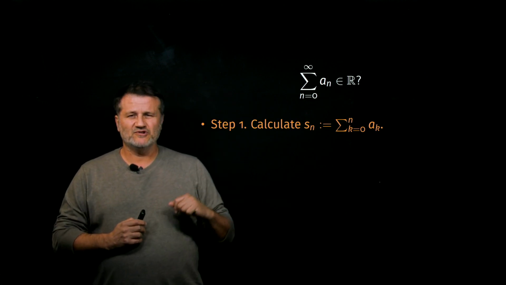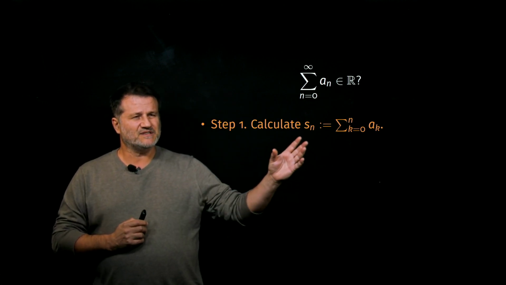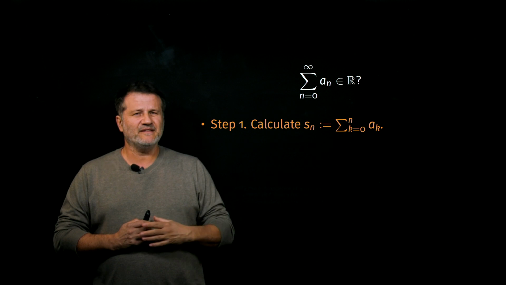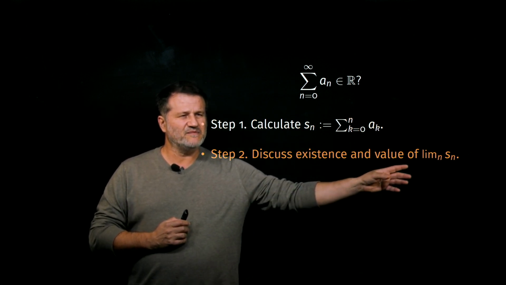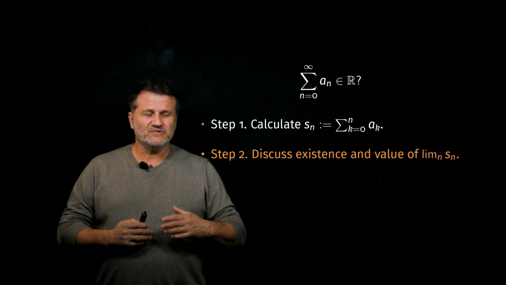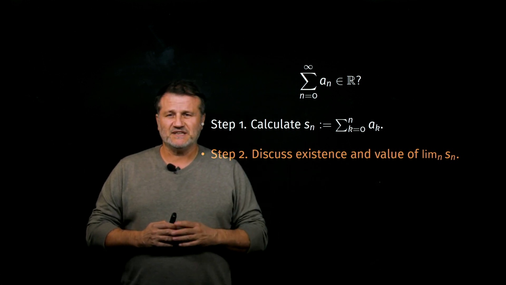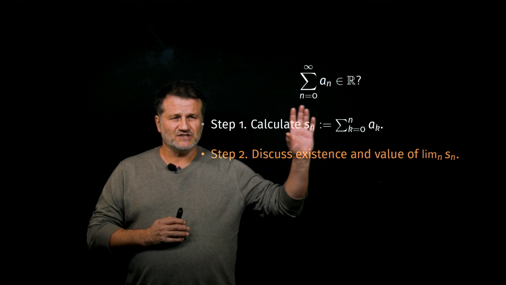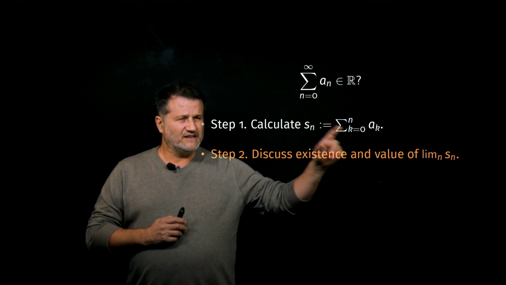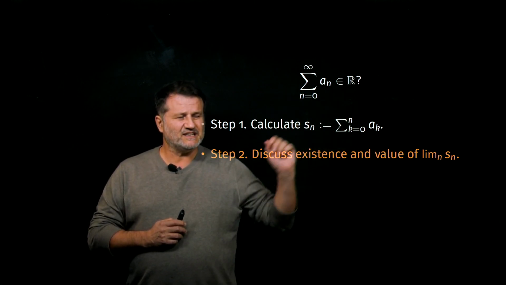Hi. To verify the convergence of a numerical series, you should follow an apparently simple algorithm. First, you should calculate partial sums S_n for generic n. And second, you should discuss existence and value of the limit for n going to plus infinity of partial sums S_n. If this limit is finite, the series is convergent, and the limit provides the value for the sum.